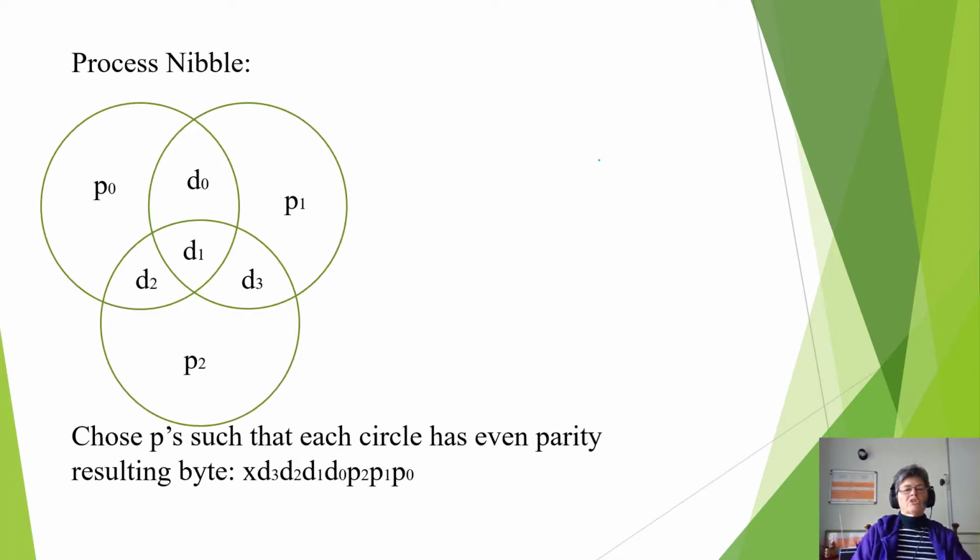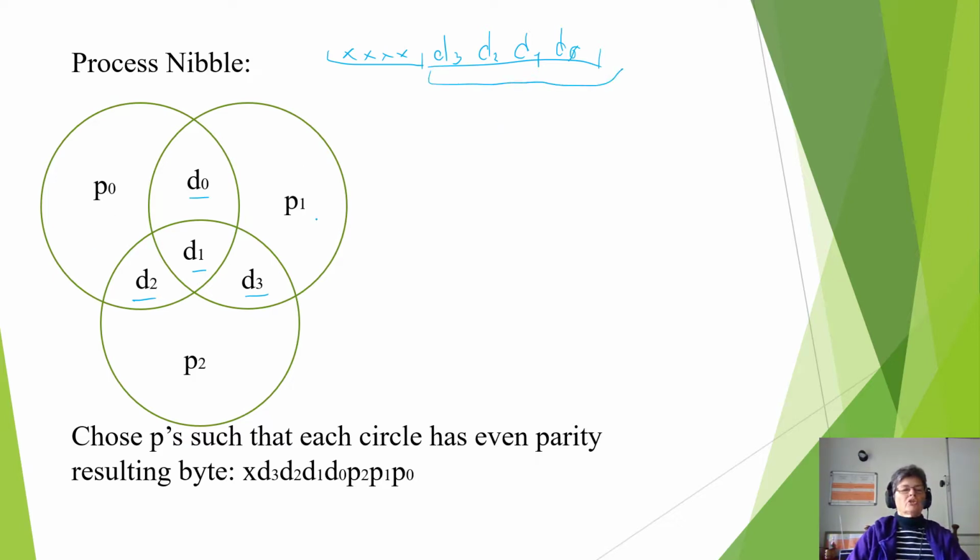Okay, how should we process each nibble? We have 4 data elements. So if I would use the representation I did in the previous slide, then this would be D0, D1, D2, D3, and this is empty. And we can add elements there. Okay, these data nibbles are put into a cycle structure. And what we need to do is calculate parity bits.